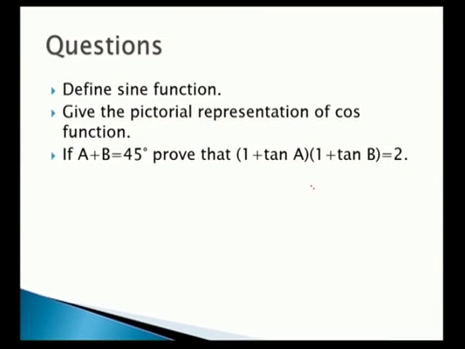After listening to this lecture, you can answer the following questions. Define the sine function. Give the pictorial representation of the cos function. Then solve the problem: a plus b is equal to 45 degree, prove that 1 plus tan a into 1 plus tan b is equal to 2. This problem can also be proved. These are the questions you can answer after listening to this lecture.